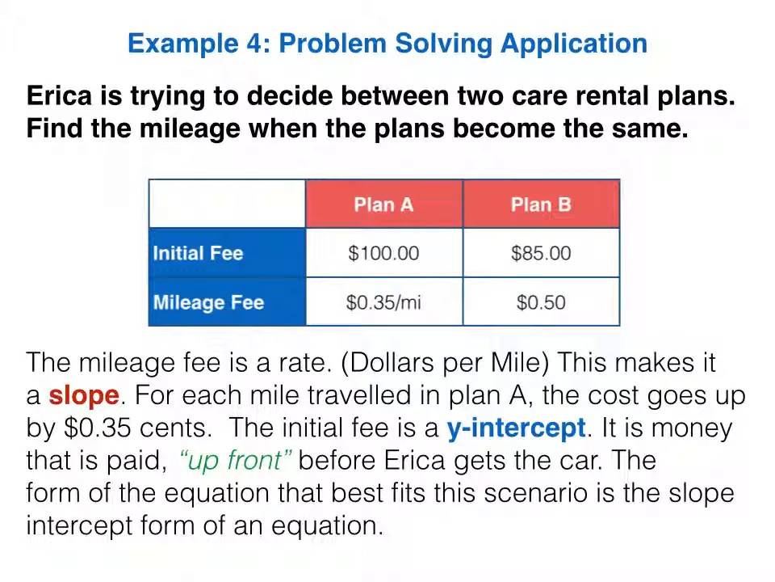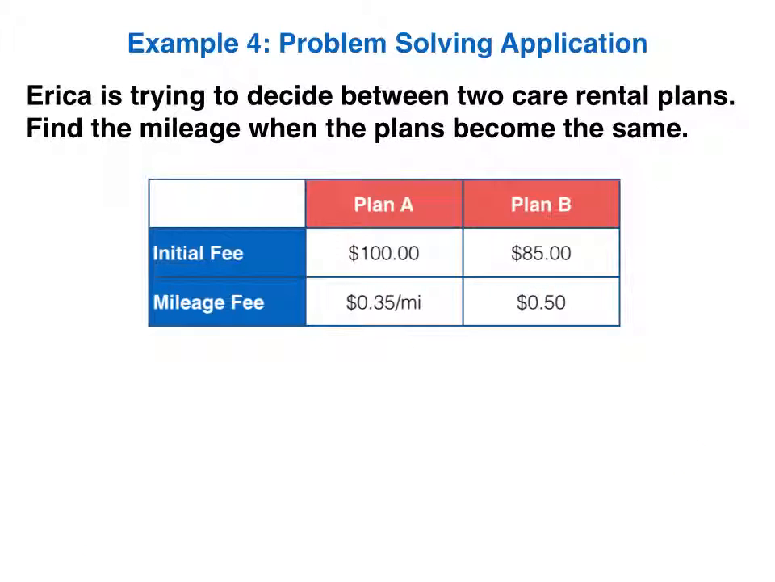The mileage fee is a rate, dollars per mile. This makes it a slope. For each mile traveled in Plan A, the cost goes up by 35 cents. The initial fee is a y-intercept. It is money that is paid up front before Erica gets the car. The form of the equation that best fits this scenario is the slope-intercept form of an equation.